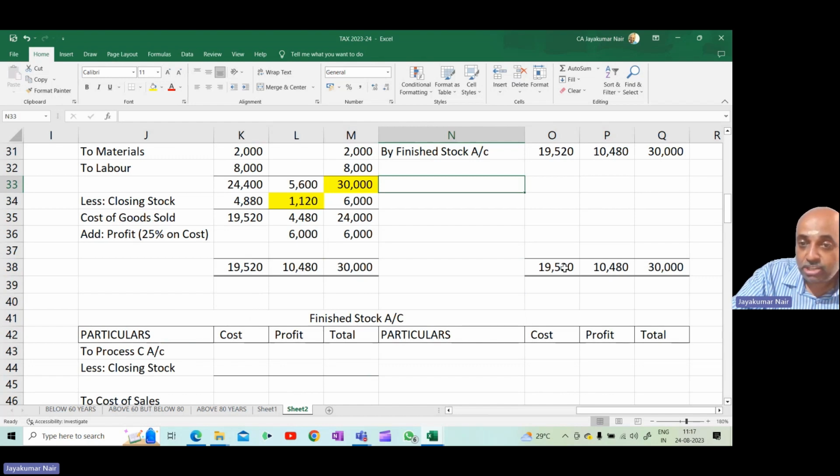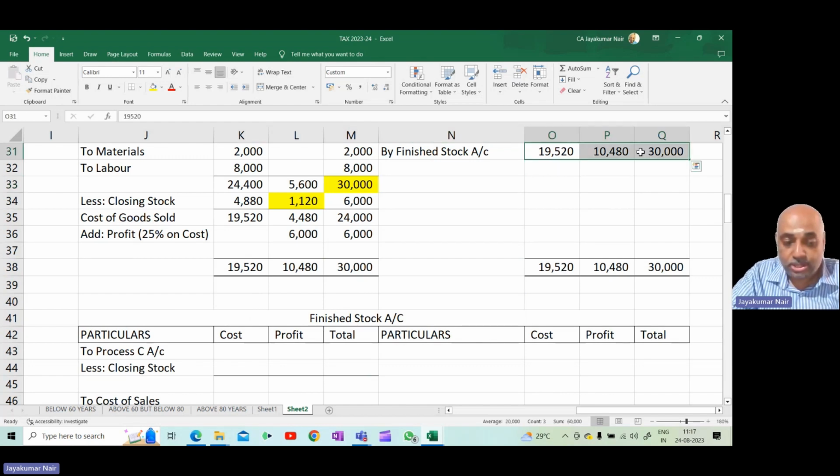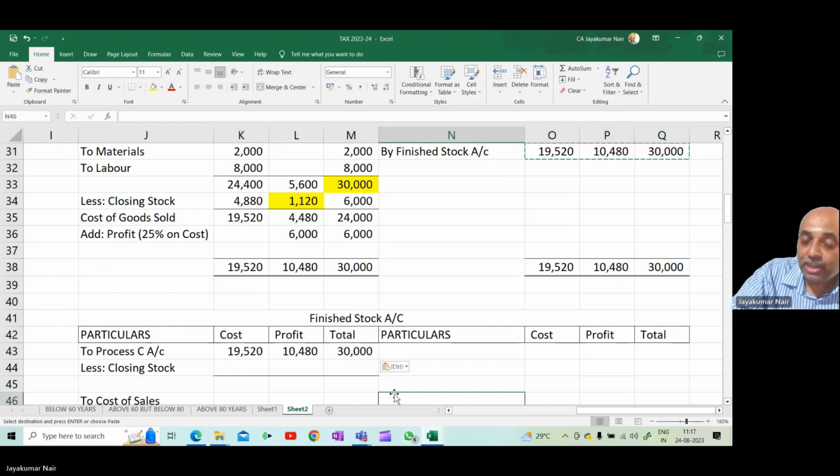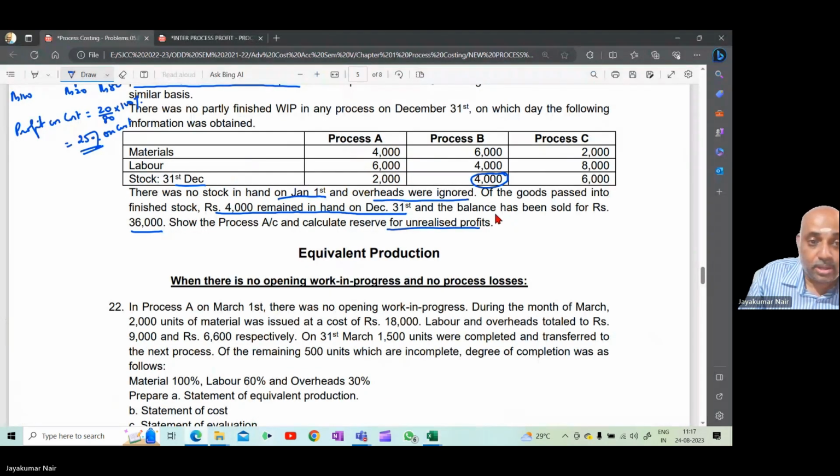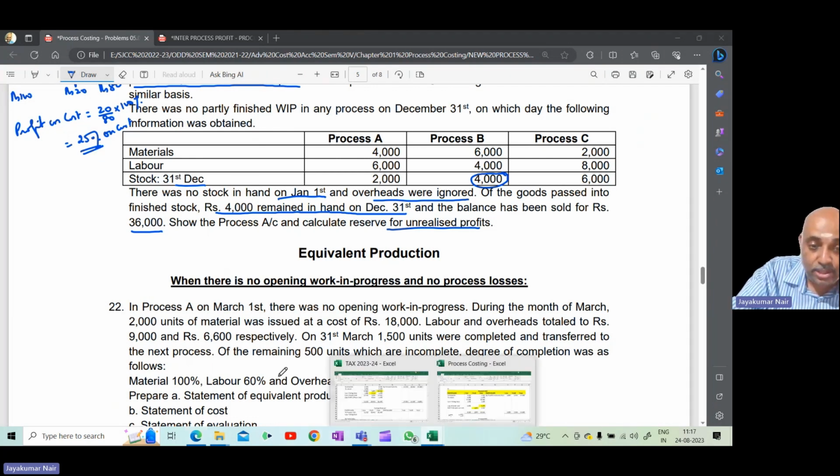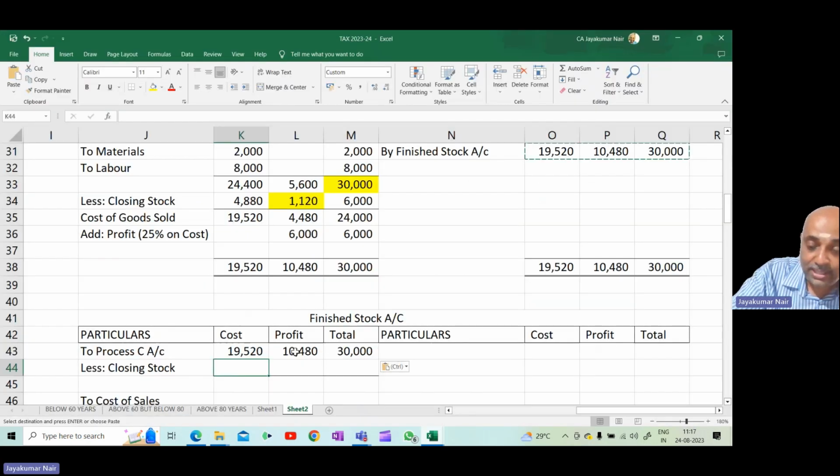Now coming to the finished stock account. This is the value of goods which has come in. There is no opening stock. And what is the closing stock of the goods passed to the finished stock? 4,000 remained in hand. So 4,000 is the closing stock. So I'll write here 4,000. 4,000 is the cost to this particular process, the finished stock account.